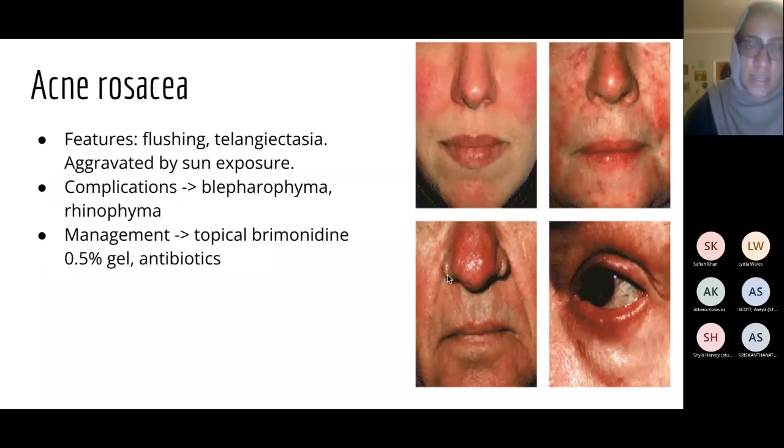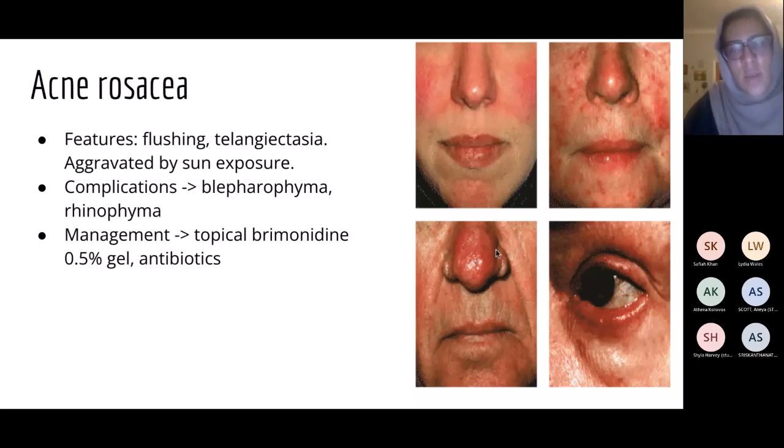And so what you see here is rhinophyma, which is where your skin starts hardening. And then you can get further complications around your eyes. You can get blepharitis, which is inflammation of your eyelids. So yeah, it can actually get quite severe.